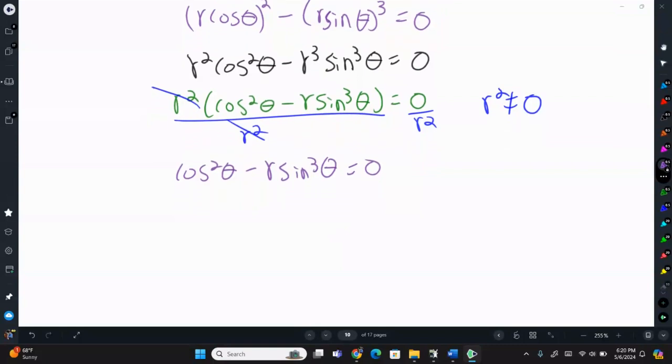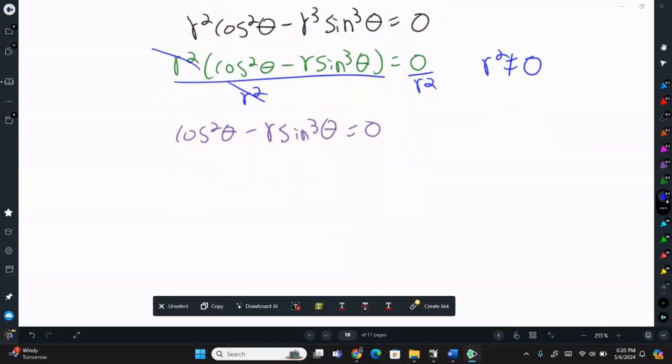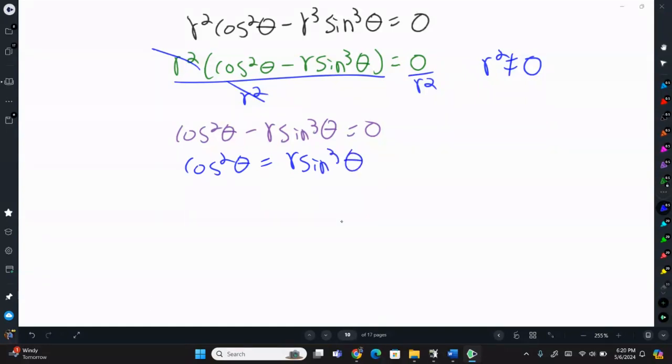All right, so we're going to add the r sine cubed to the other side. So cosine squared theta equals r sine cubed theta. And then we're going to divide both sides by sine cubed theta. So that's going to give us r equals cosine squared theta over sine cubed theta.